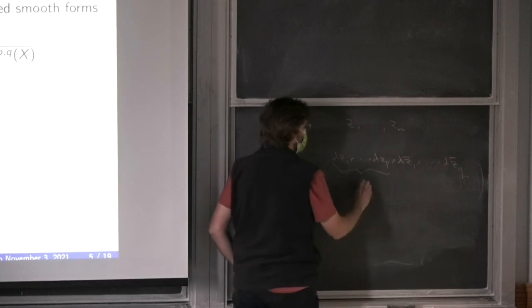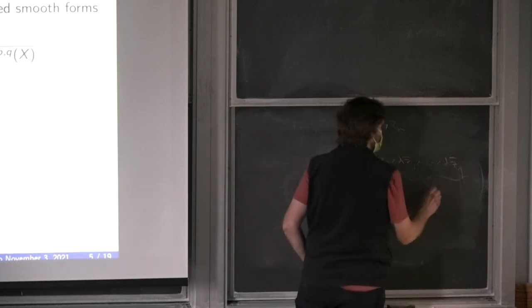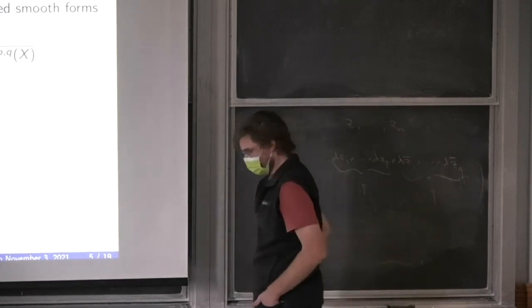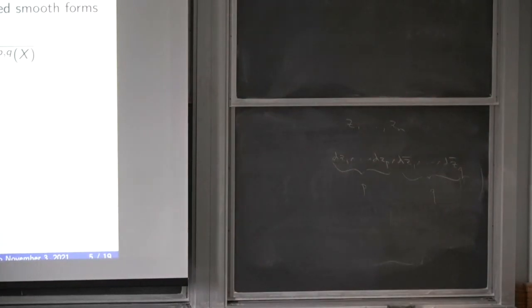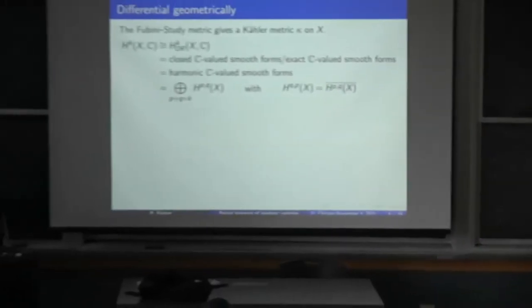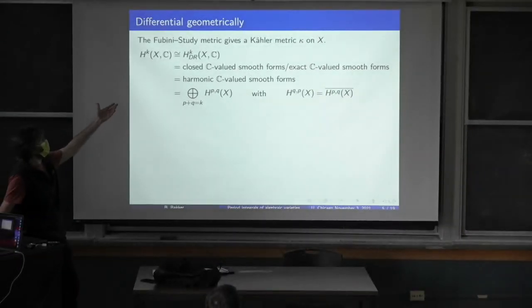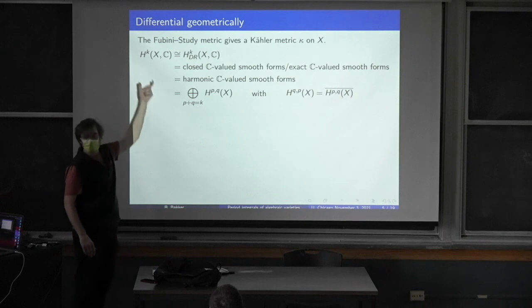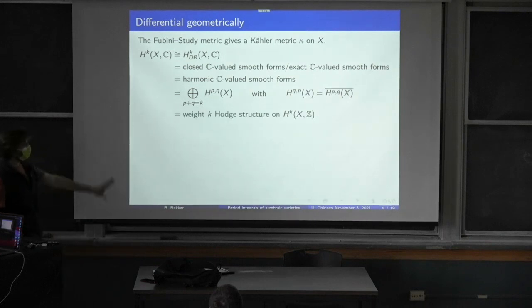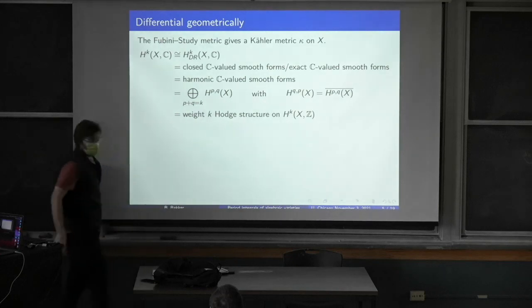Recording the number of dz's and the number of dz bars. Okay, that's what I mean by it. So this structure, namely giving an integral lattice, which over C has a decomposition with this conjugate symmetry, is what's called a weight k Hodge structure on this lattice. And it turns out we've added a lot more information to our topological invariant by also considering this decomposition.